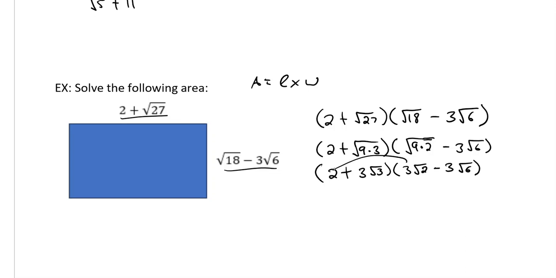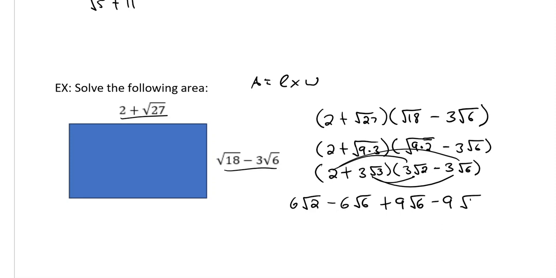Let's distribute. So this is going to be 2 times 3 root 2. That is just going to be 6 root 2. And then moving to the outside, that's going to be 2 times negative 3, negative 6 root 6. And then on the inside here, we've got 3 root 3 times 3 root 2. That's going to be positive 9 root 6. And then just the last one here. So now we've got 3 times negative 3. This becomes negative 9. And then 3 times 6 is going to be root 18.